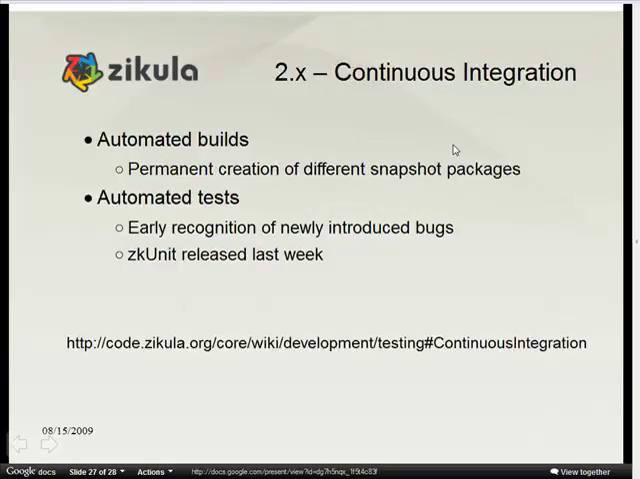Here you see it, explained shortly: automated builds, automated tests, early recognition, what I said before. And there's also a link here to the core wiki explaining a little bit about continuous integration in general. Where does it come from? What are the advantages? And why should we use it?